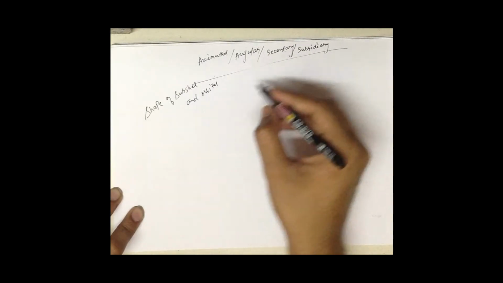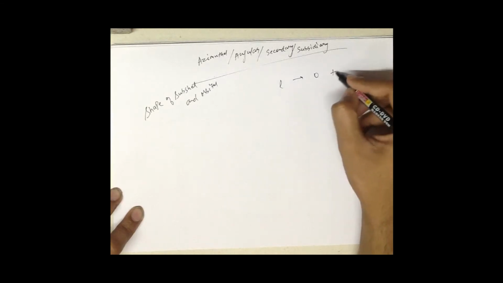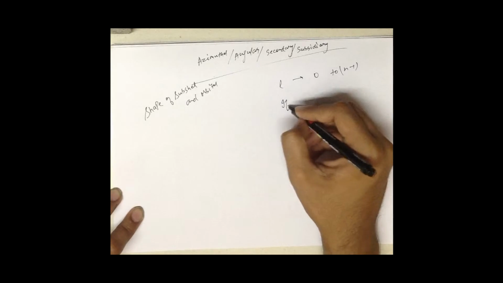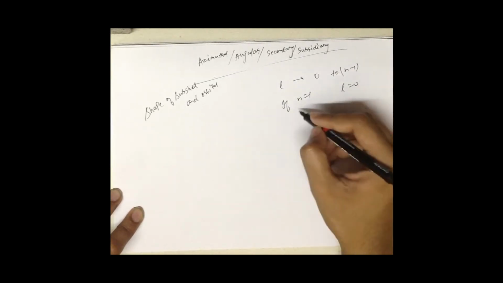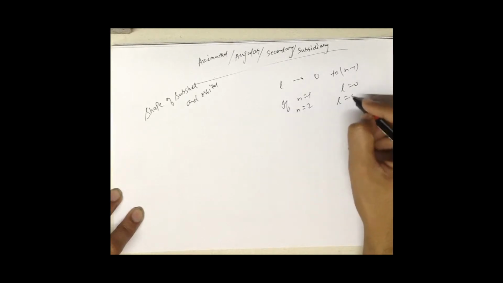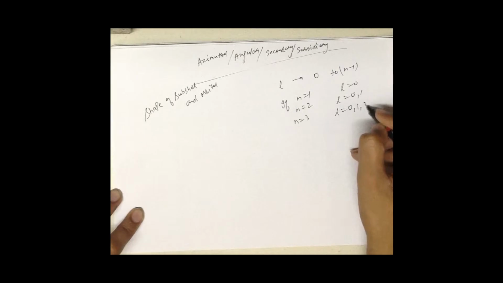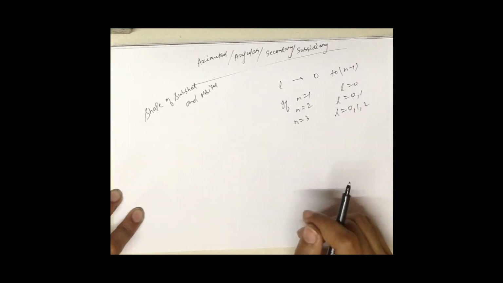First I'll tell you the value of L can vary from 0 to n minus 1. If n is equal to 1, the value of L can be 0. If n is equal to 2, L can be 0 or 1. If n is equal to 3, L can be 0, 1, 2. So this depends on the principal quantum number.